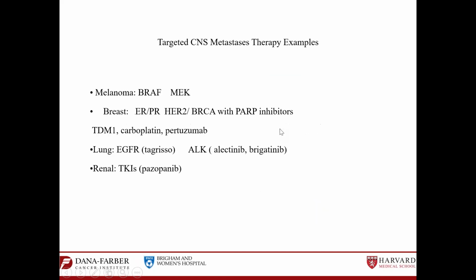So melanoma patients, you should defer radiation as much as you can. If they are not responding to the immunotherapy, you shift to targeted therapy, which is very common.